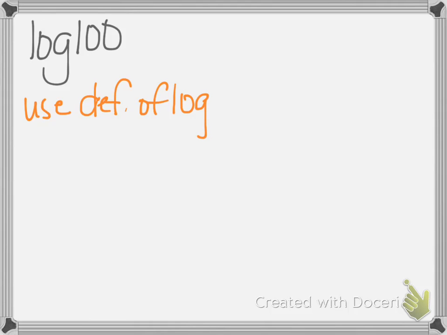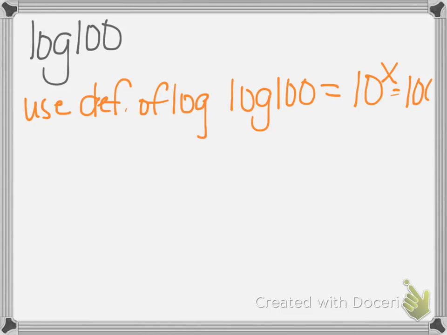So log 100. One way we could represent it, let's say we use the definition of a log. So log 100 would also equal 10 to the x power equaling 100, because I can use the definition of a log and get this as another way to represent log base 10 of 100.